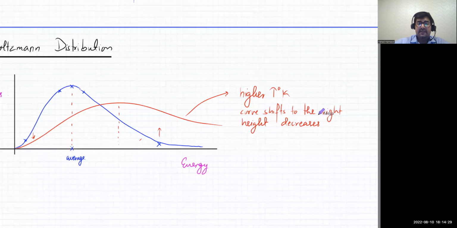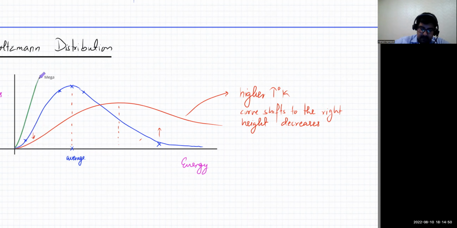So the curve shifts to the right, and the average energy also shifts to the right. And vice versa, if you decrease temperature, then the curve shifts to the left. At lower energies, you'll have more particles. So it's going to look something like this.